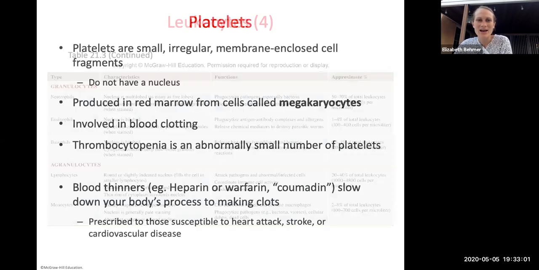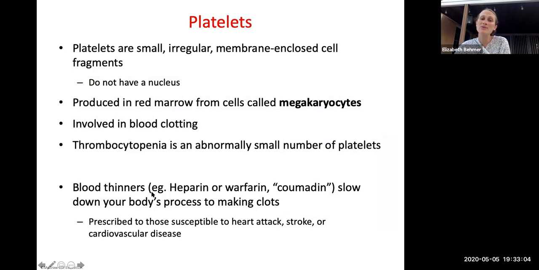Okay. Then platelets are small, irregular, membrane-enclosed cell fragments. They do not have a nucleus. They're produced in your red bone marrow from cells that we call megakaryocytes. And these are the cells that are involved in blood clotting. So if you get cut, your platelets will go to that site where you got cut, and they'll try to kind of hole up and stop you from bleeding.